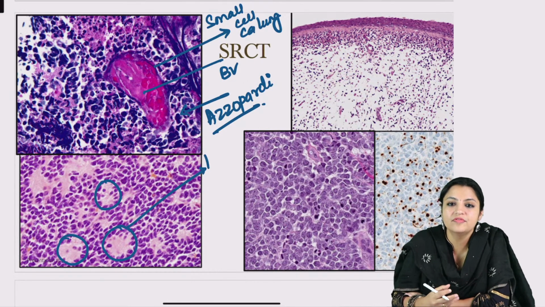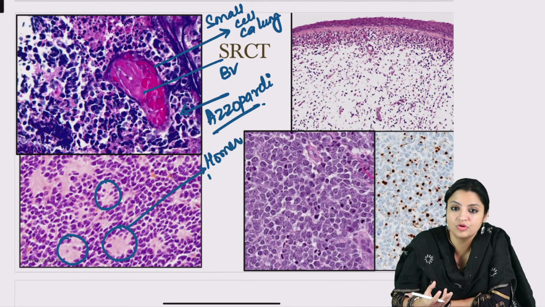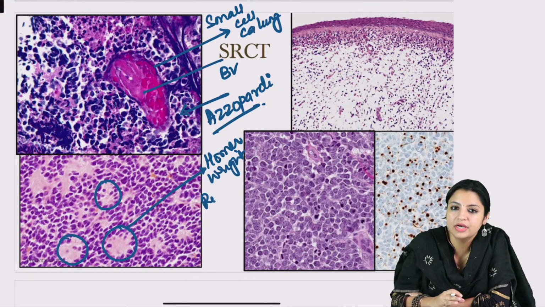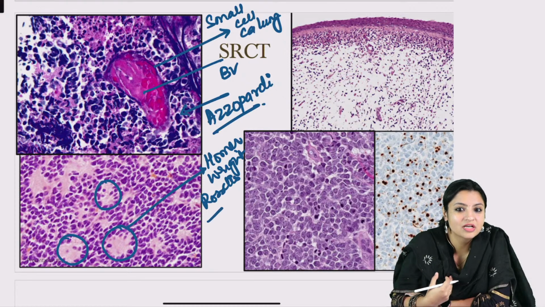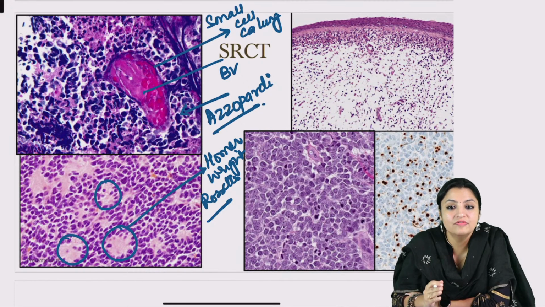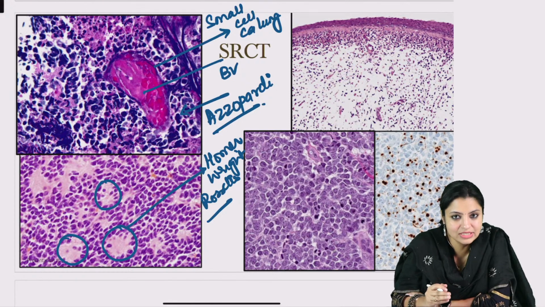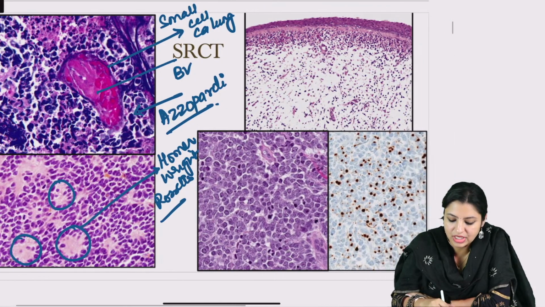So these Homer Wright rosettes will always be given with some marker. If they have given you an adrenal mass with Homer Wright rosettes and it is positive for synaptophysin, then immediately your answer should go towards neuroblastoma. Remember, these Homer Wright rosettes can be present in medulloblastomas, neuroblastomas, or whenever we have PNET, Ewing's going towards neuroectodermal differentiation.